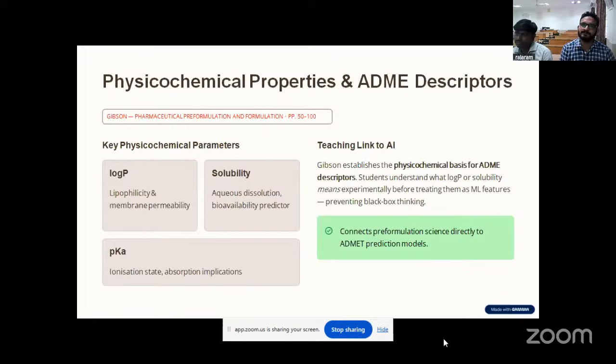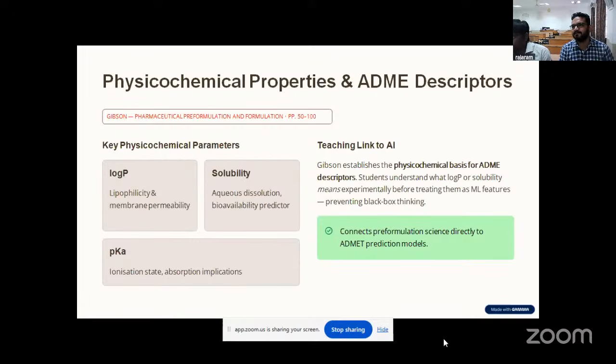Key physicochemical parameters for ADME include log P, solubility, pKa, ionization, absorption, and toxicity. I found a book, Gibson, Pharmaceutical Preformulation and Formulation, and pages 50 to 100 will be enough for the students to understand. Now this book establishes the physicochemical basis for ADME descriptors. Students understand what log P or solubility means and how it plays in drug design.